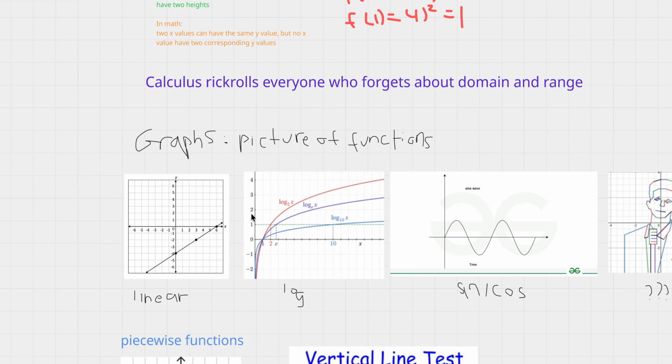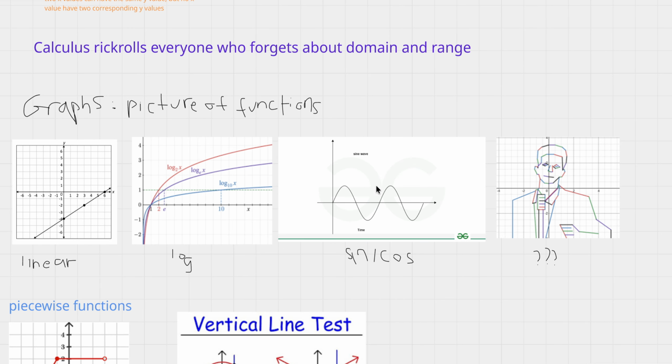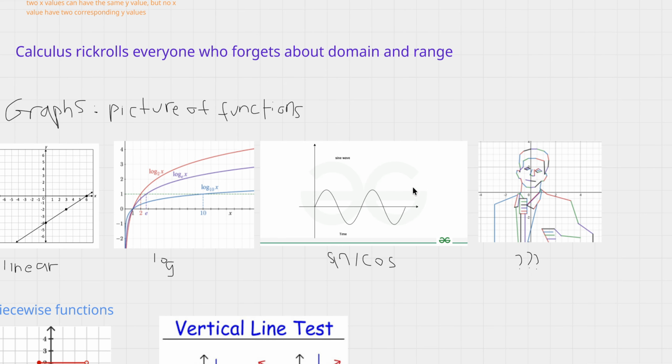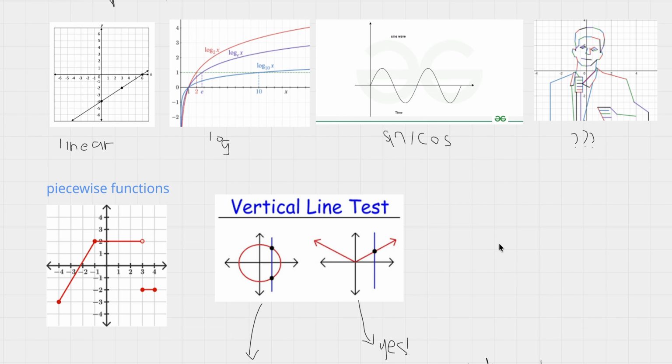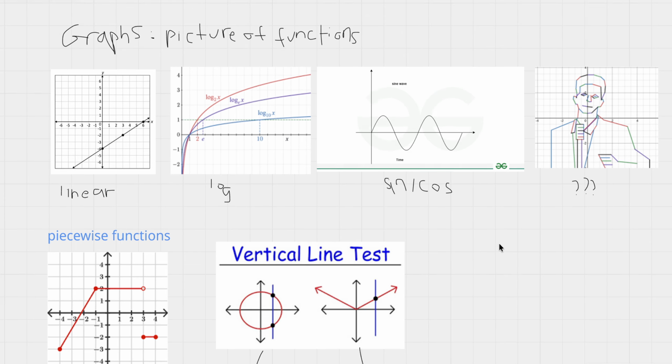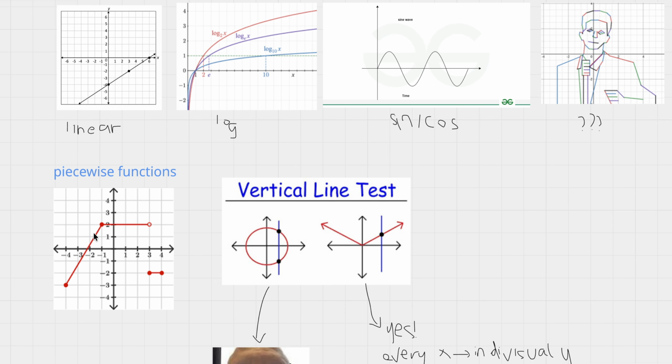For example, we have the linear graph, we also have quadratics, we also have cubic functions, just keep that in mind. There are logarithmic functions. There are trigonometric functions, this is like the sine function. And then we probably have some weird functions like this. And we also have something called piecewise functions. Piecewise functions are basically just little graphs combined together to form this sort of graph.